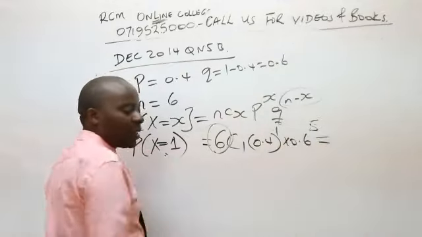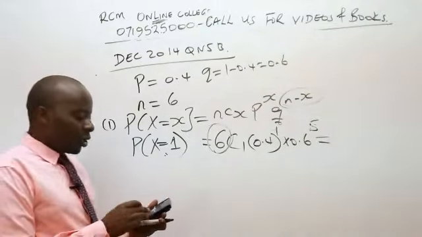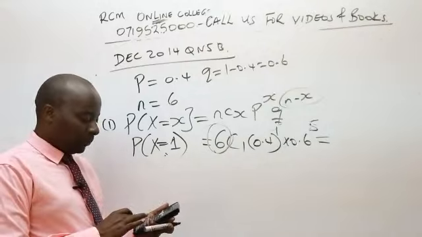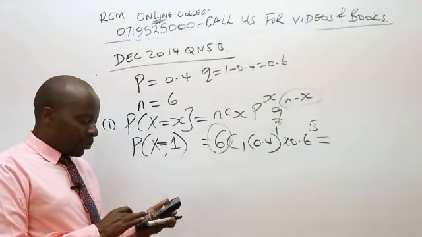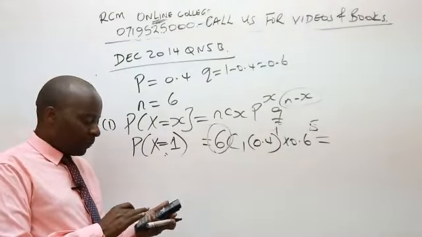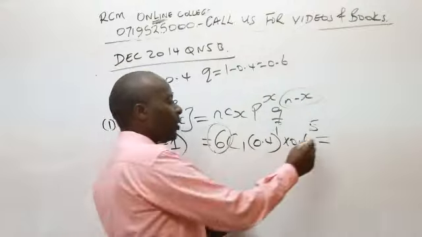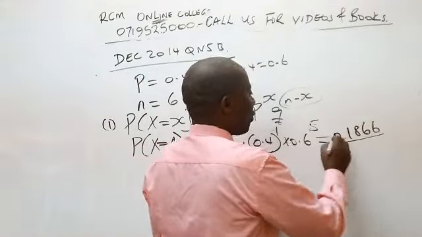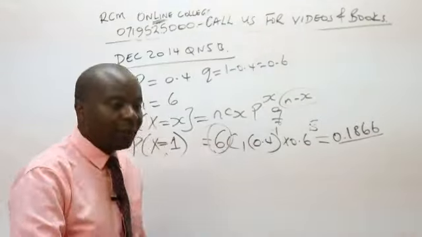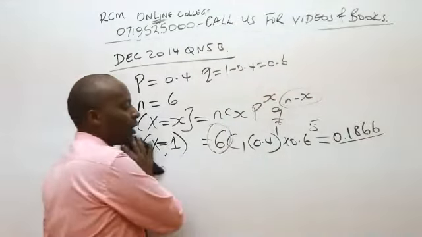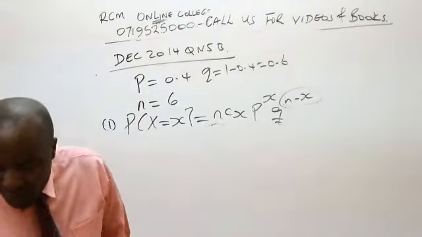So please get out your calculator to evaluate this particular probability that the examiner wants us to get. So these will be 6 combinations 1 times 0.4 raised to 1 times 0.6 raised to 5, equals 0.1866. That is the end of the first requirement, which wanted us to give the probability that exactly one household was affected. So now we go to the second.